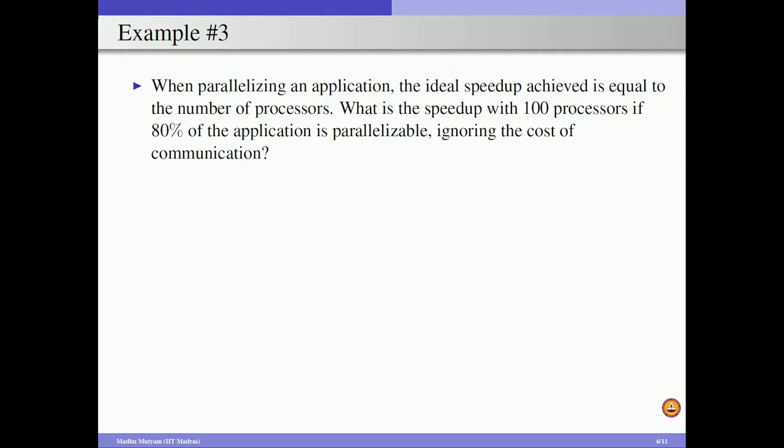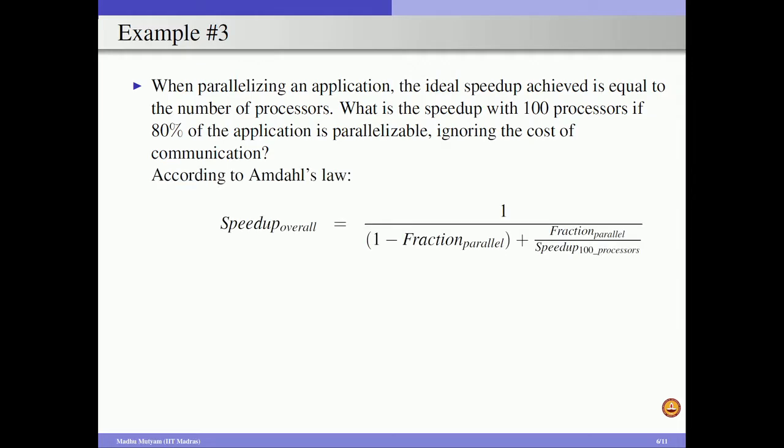So now in this particular example, we consider 100 processors. Now we will see what is the improvement we will get with these 100 processors when my code is 80% parallelizable. So we can restate Amdahl's law as speed up overall is equal to 1 by (1 minus fraction of time parallelizable) plus (fraction of time parallelizable by speed up achieved with the parallelization). It is nothing but 1 by sequential portion of the code plus parallel portion of the code divided by the speed up achieved with the number of processors.